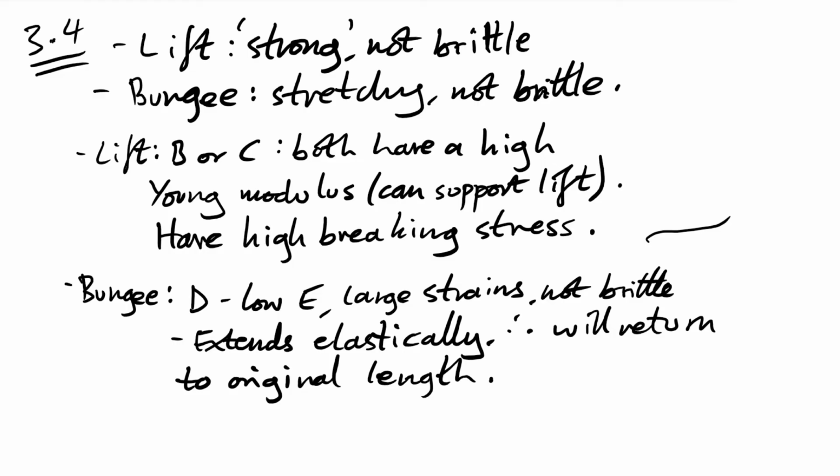And then for the bungee, of course, we're not going to choose A, B or C because they have a high Young modulus, which means that the force felt by the person doing the bungee jump while they're decelerating is going to be so extreme they're probably going to break their neck or something.